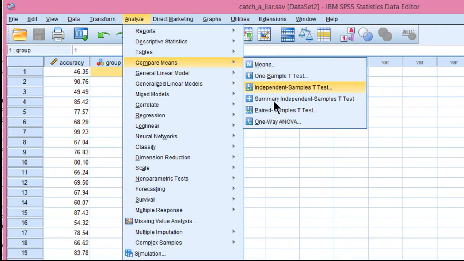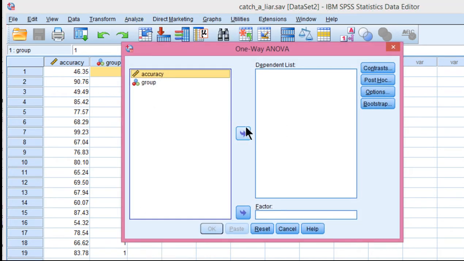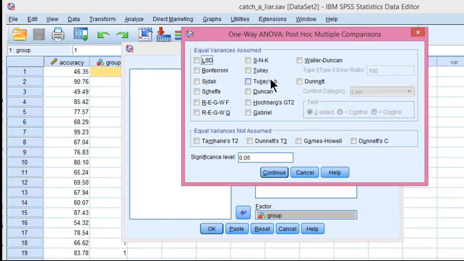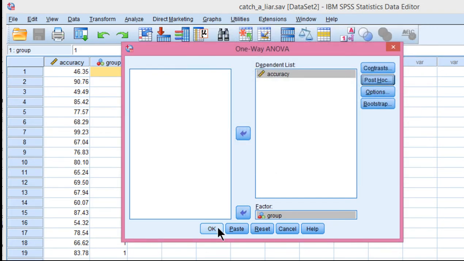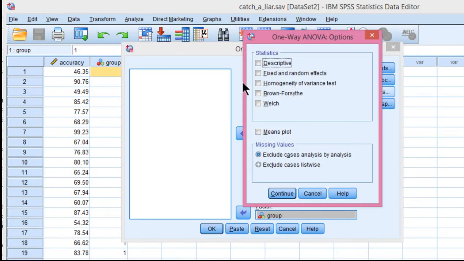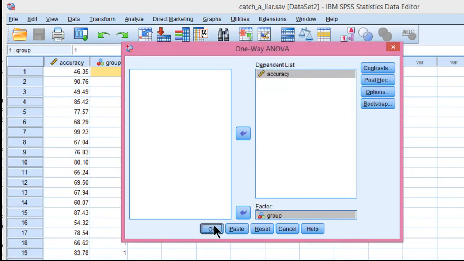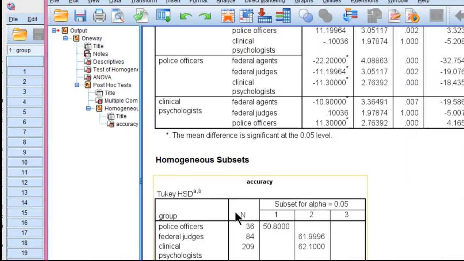we can go into compare means, one-way ANOVA, and accuracy here, group in the factor box, and then click on post hoc, and you can see that you get Tukey here. That is the Tukey Kramer HSD approach, and click on continue, and you should probably want the descriptives and the homogeneity tests, because the Tukey's HSD and Tukey Kramer's HSD assume equal variances. Click on continue and click on OK.